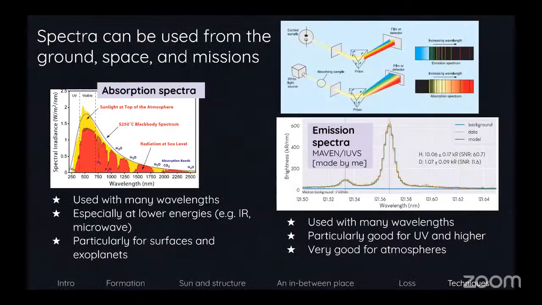Now to talk about some of the methods that are shared by these observational strategies. We use a lot of spectra to study atmospheres, and there are two types here, which you may have heard about before, and if not, that's okay. We've got absorption spectra and emission spectra. I kind of mentioned the absorption spectra earlier.